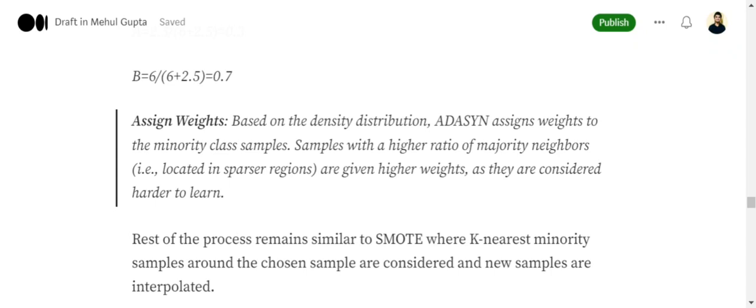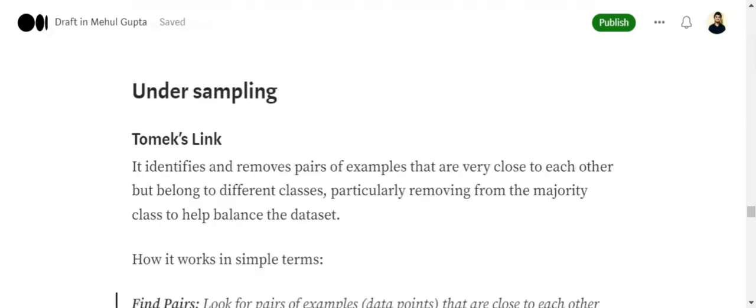This is how both SMOTE and ADASYN work for oversampling. There are many other algorithms that you can read about and eventually apply also, but these are the two major ones in oversampling for handling class imbalanced datasets. So now in this section, we will be talking about undersampling algorithms, starting off with Tomek links.